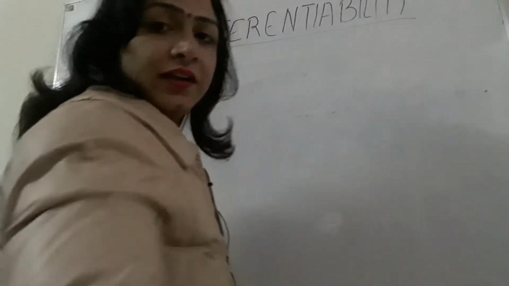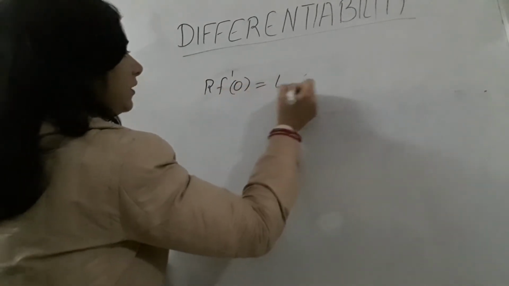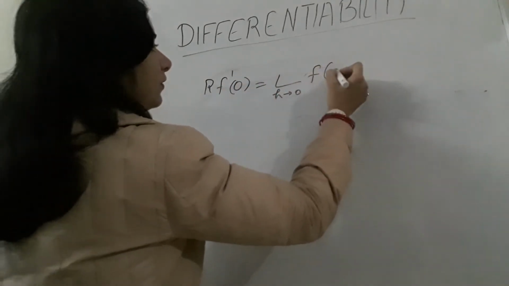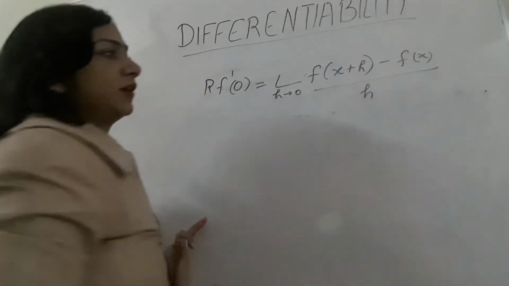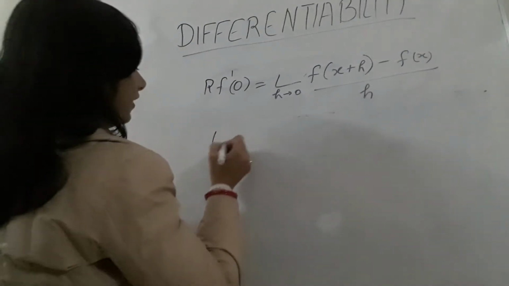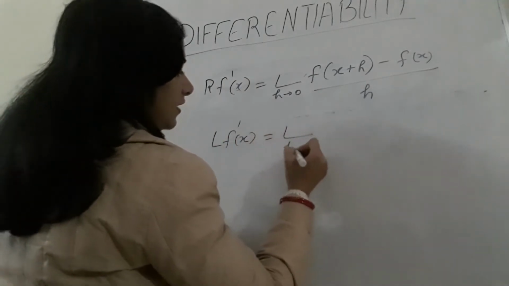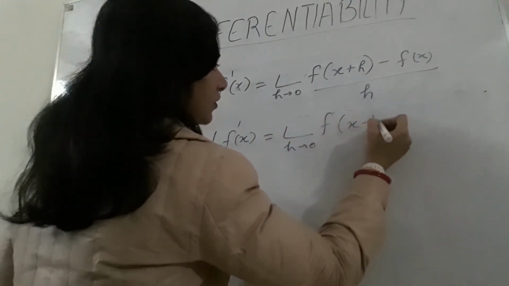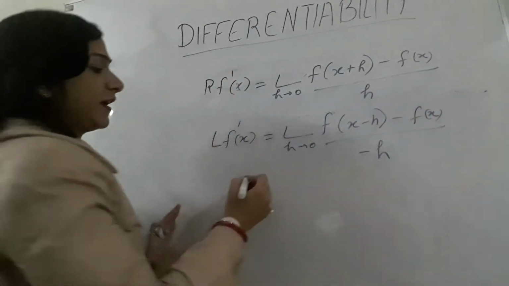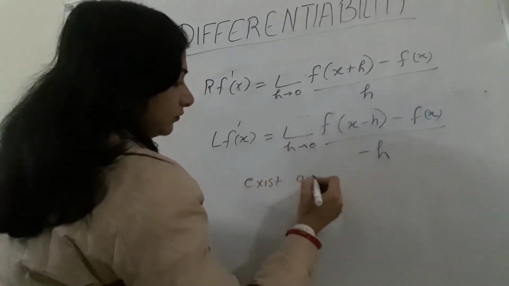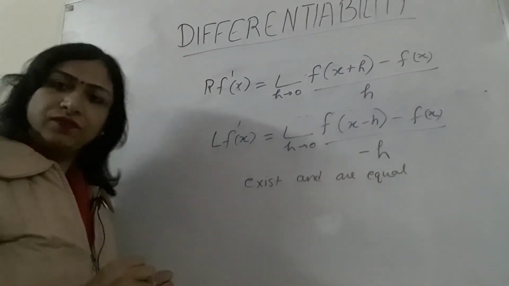We can find the right hand derivative and left hand derivative as follows. Rf dash 0 is equal to limit h tends to 0 of f of x plus h minus f of x upon h. It is known as the right hand derivative, and the left hand derivative is limit h tends to 0 of f of x minus h minus f of x upon minus h. If both derivatives exist and are equal, then we can say that the function f(x) is differentiable.